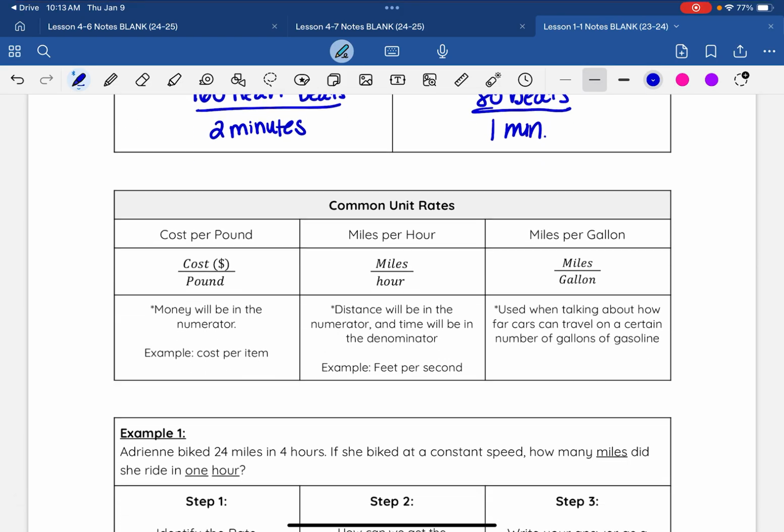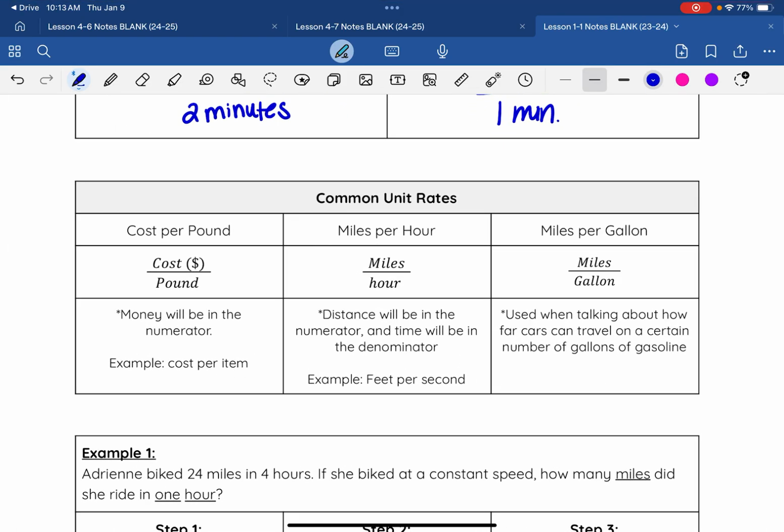Looking further below, it says common unit rates. So our cost per pound. This word per means division. It's written as cost divided by, so this line here is our division line, and then pound. Money will always be in the numerator.